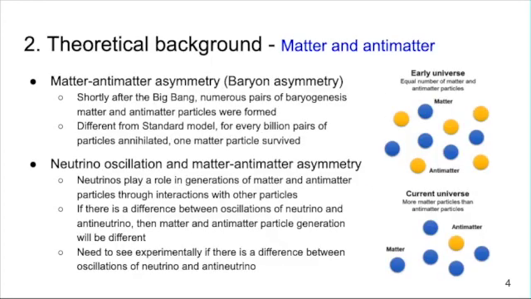According to the standard model, in the early universe, the same number of matter and antimatter particles were created. Therefore, the same number of matter and antimatter particles should exist in the universe. However, in the current universe, matter is dominant, and the standard model is unable to explain this. To explain this, it was proposed that a difference between oscillations of neutrino and antineutrino could make a difference in the creation rate of matter and antimatter particles, and the accelerator experiments were planned to explain this.